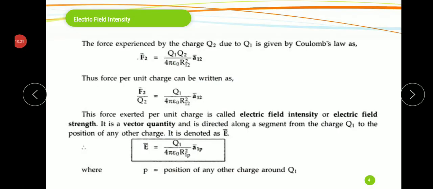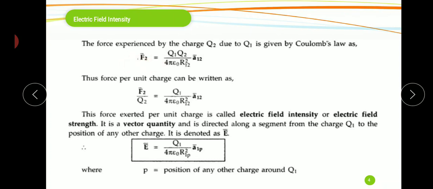Electric field intensity. Generally, according to Coulomb's law, the force experienced by charge Q2 due to Q1 is F2 bar. Of course, the force experienced by a charge Q1 due to Q2 is represented by F1 bar. Now here we have to take the force experienced by charge Q2 due to Q1, which is named F2 bar.